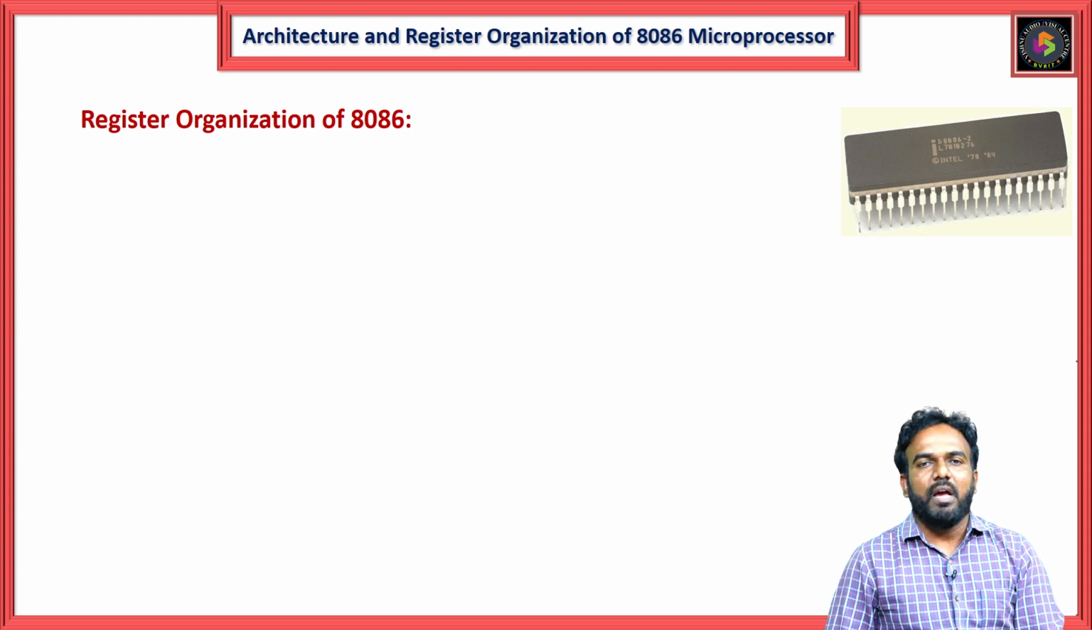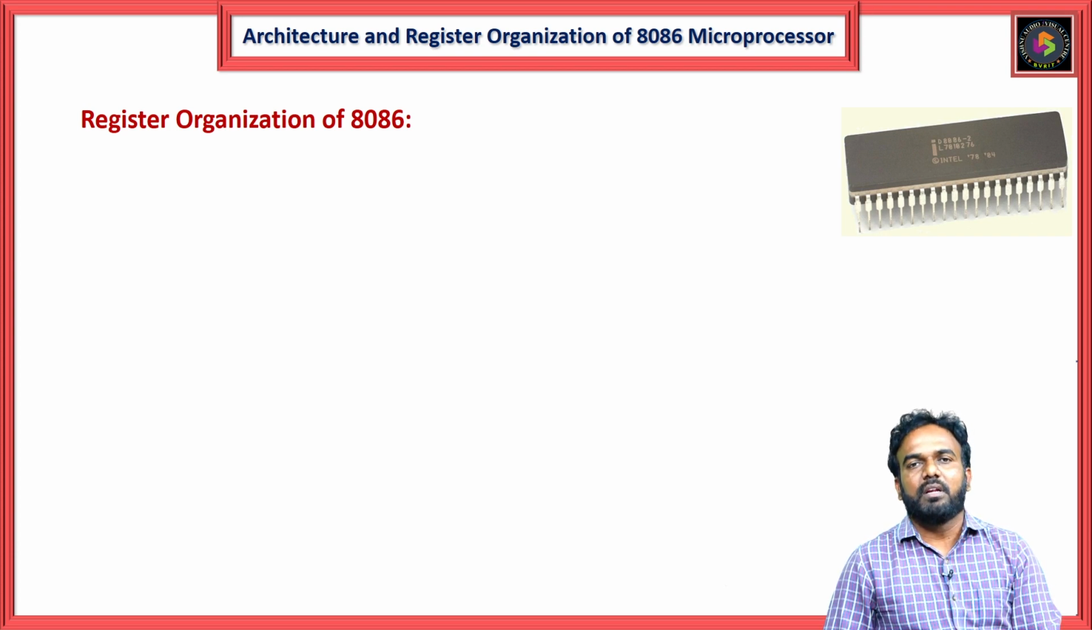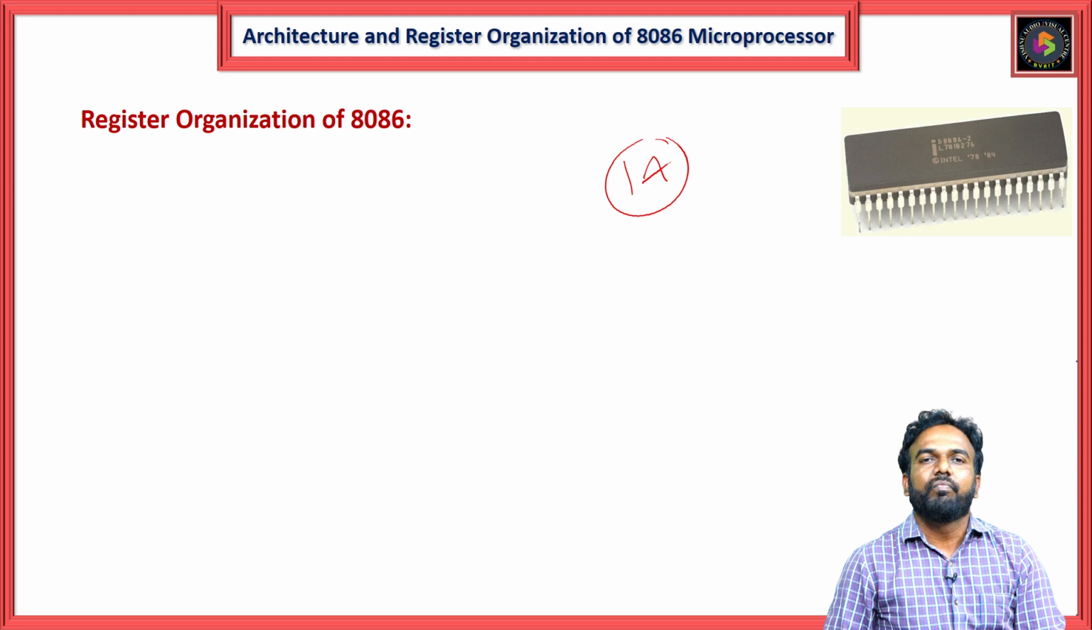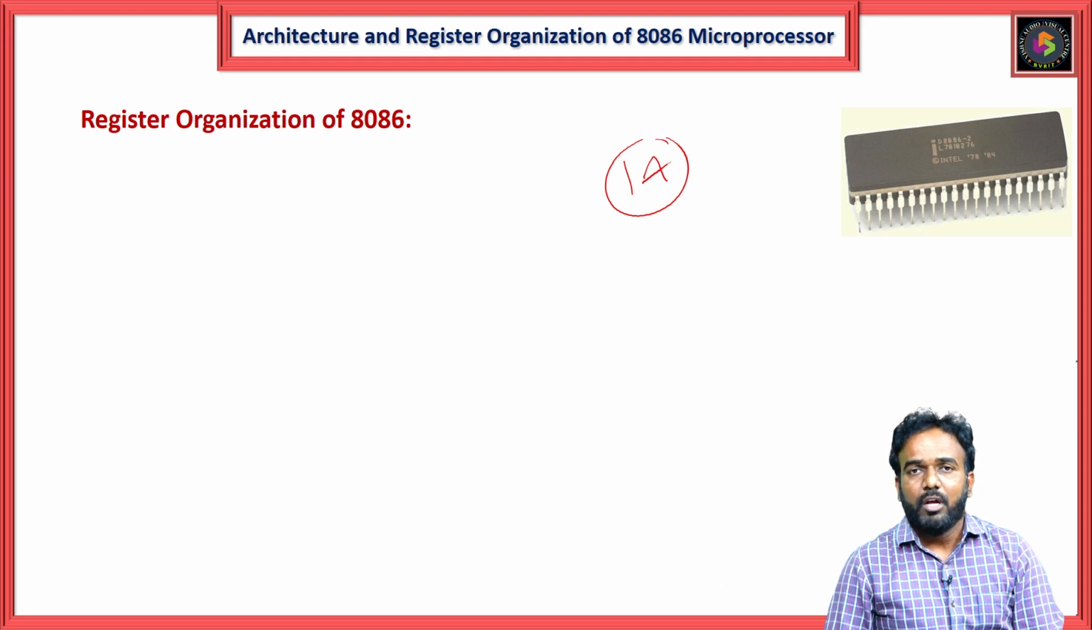As I already told you, the 8086 microprocessor contains 14 different registers. Those 14 registers are used for different purposes. Some are used for general purpose, some for segmentation, some for indexing, some for pointing, and some to know the status and control operation. Now let's check what registers are available.